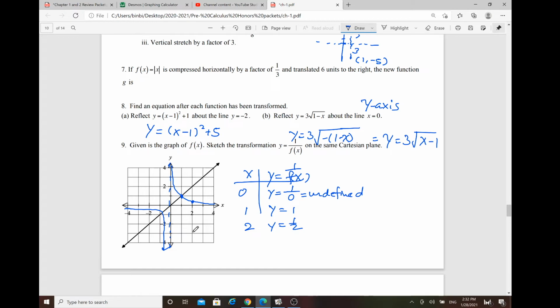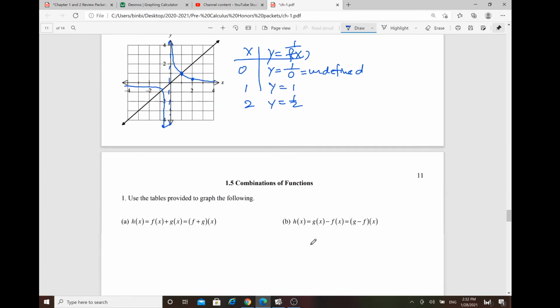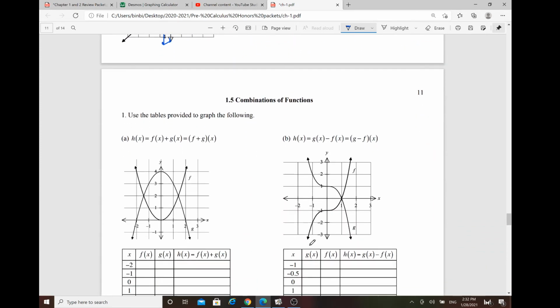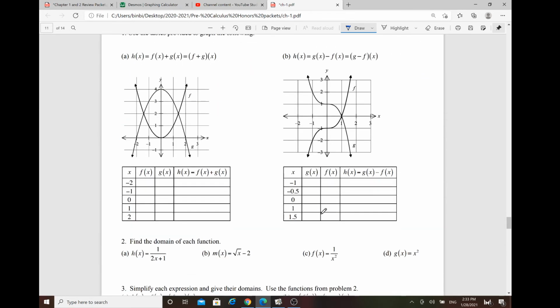So try to follow through it, so it's like a rational function. So combination functions. This one is basically using function operations: combining the numbers, subtracting the numbers. So like this one, f of negative 2. The up parabola, this one is f. The upside down parabola, that's g. So f of negative 2.